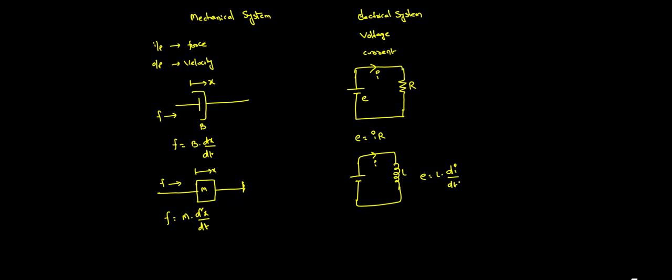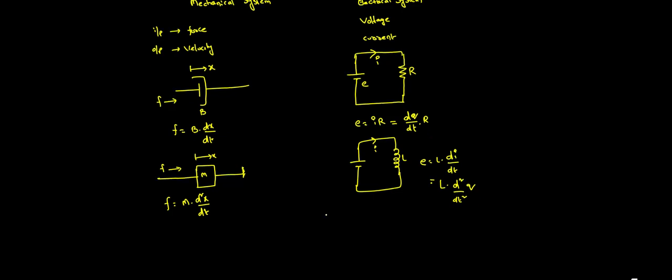So how do you see this? Here dx by dt is coming directly as I. If I write I is equal to dq by dt here, and here also I is equal to dq by dt, it will become d square q by dt square. So the equations are very clear in terms of how the system is being represented.